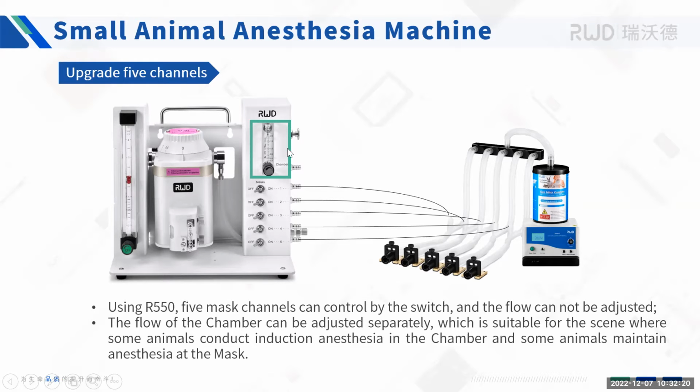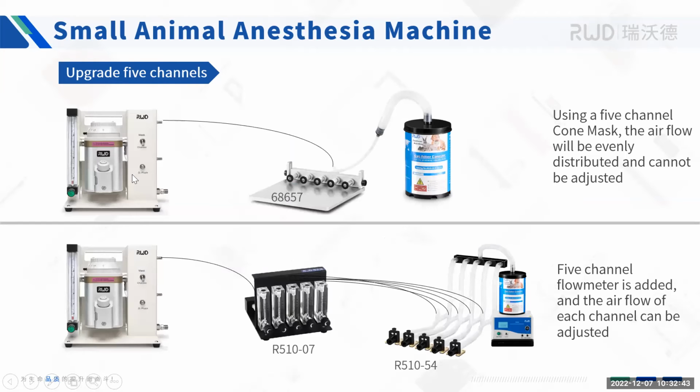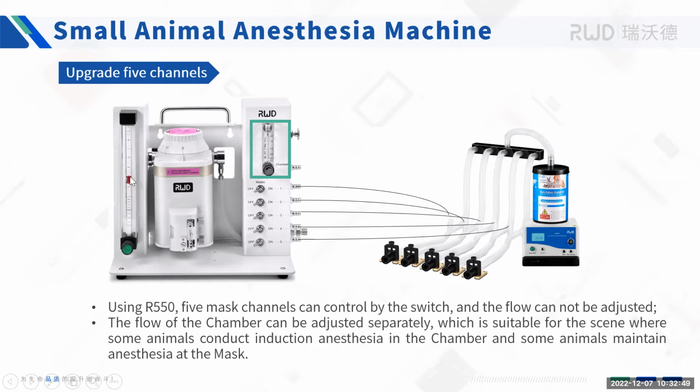And here we have a small flow meter only for the chamber. This flow meter is suitable for the scenario where some animals do the induction anesthesia in the chamber, and other animals do the maintenance anesthesia at the mask. If we use this 500, we cannot do the chamber and the mask together. With this 550, we can. This end connects to the chamber, and this end connects 5 masks, and we can adjust the flow meter to divide some air to the chamber.